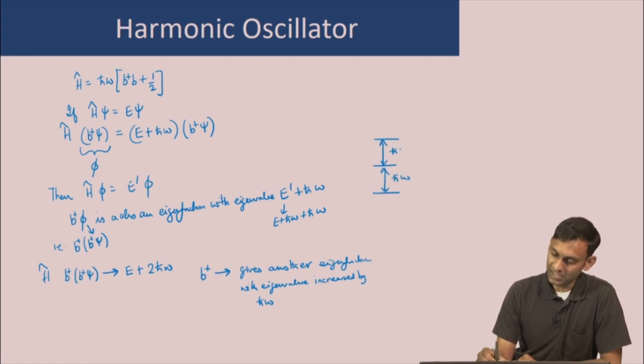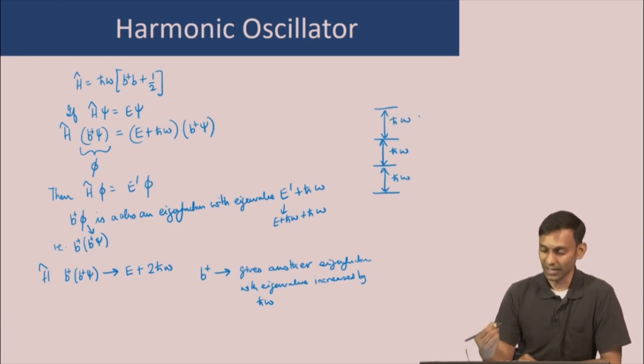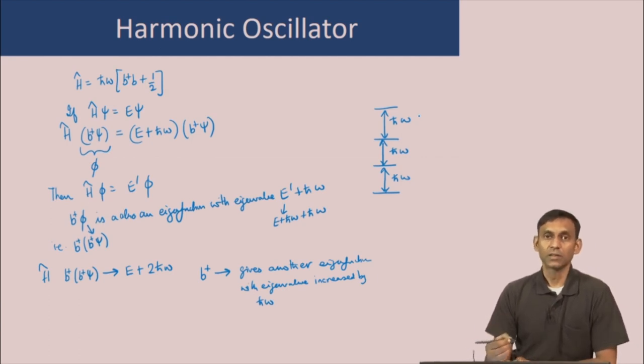So, all of these are eigenvalues corresponding to different eigenfunctions, and these are all obtained by operating the B† operator on one of these eigenfunctions. The question now is, what is the lowest eigenvalue and what are the functional forms of these different eigenfunctions?